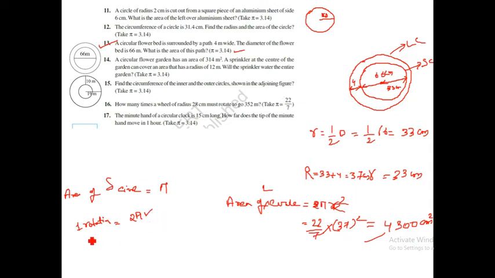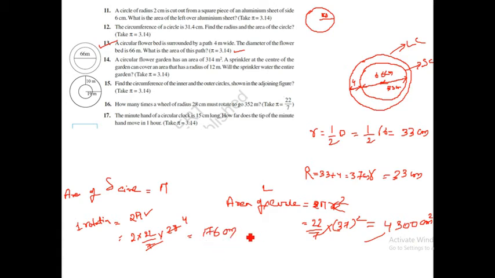So it's given the length it covered. So how many rotations will it take? Let's find in one rotation how much distance it covers. So 2 into 22 by 7 into 28. Cancel this. This will be 4, and 4 times 8, 8 times 16, and that is 176 centimeter.